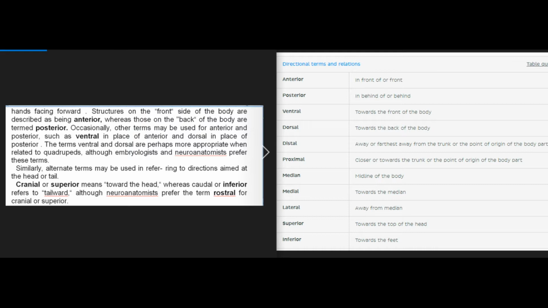The terms ventral and dorsal are perhaps more appropriate when related to quadrupeds, although embryologists and neuroanatomists prefer these terms. Similarly, alternate terms may be used in referring to directions aimed at the head or tail. Cranial or superior means toward the head, whereas caudal or inferior refers to tailward, although neuroanatomists prefer the term rostral for cranial or superior.